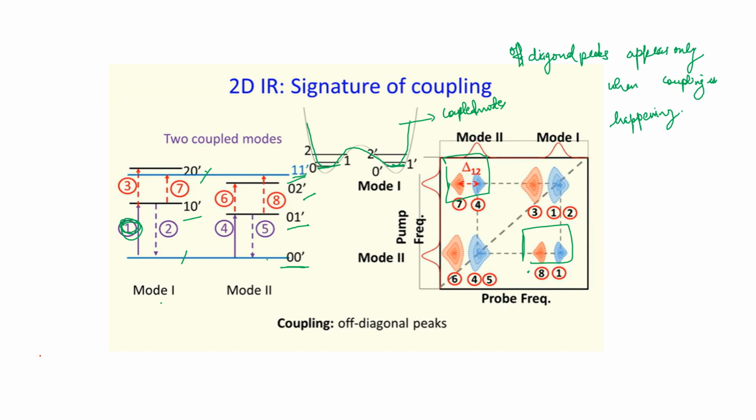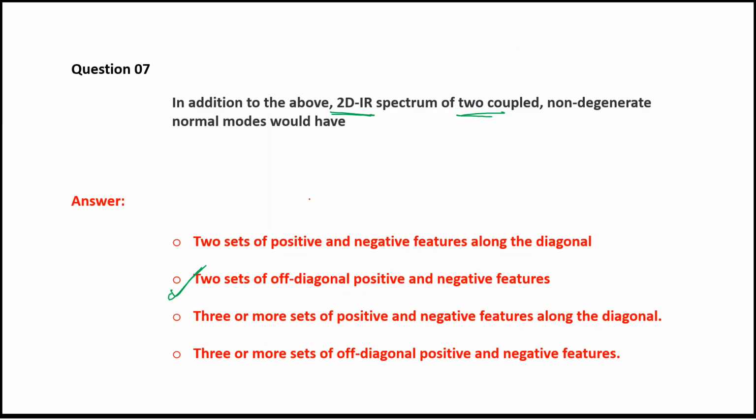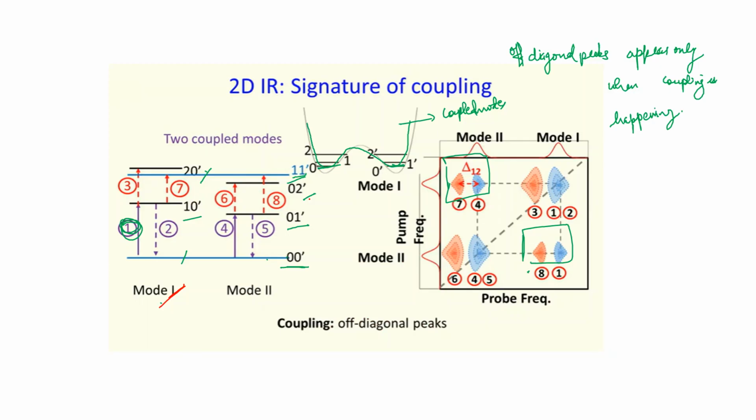So till here we had discussed that this coupling leads to the formation of new off-diagonal peaks. That happens because if you excite with a frequency of mode 1 and use a probe frequency of mode 2, then you will get the off-diagonal peaks. The off-diagonal peaks arise due to the transition from 0 to 1 for mode 2 also. Thus, we saw that in the 2D IR, due to the signature of coupling, you get these off-diagonal peaks.